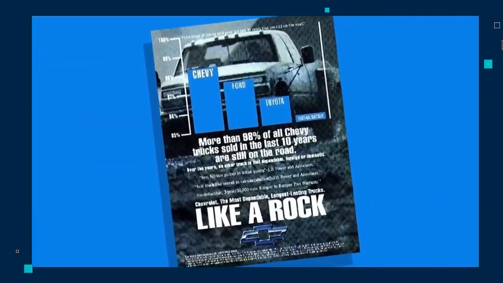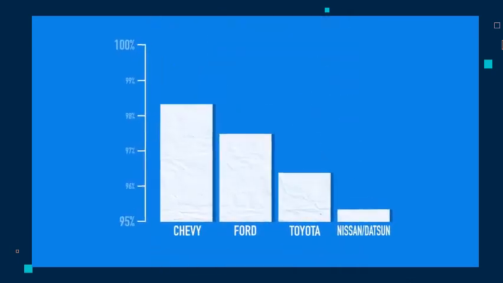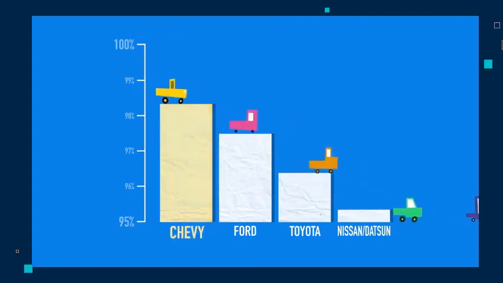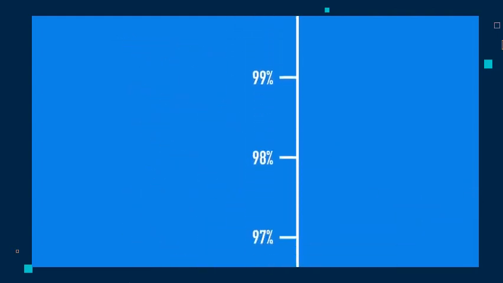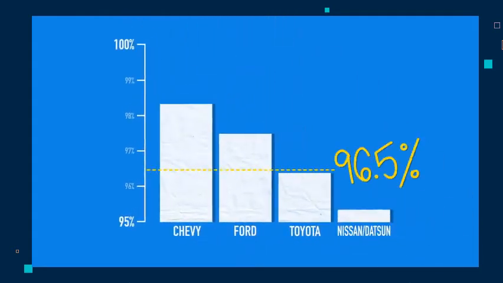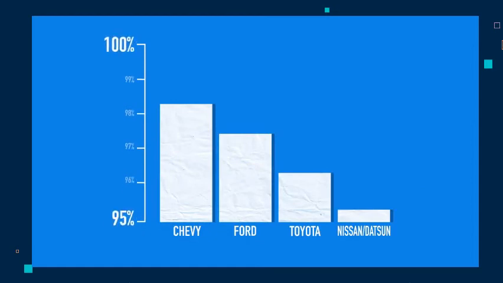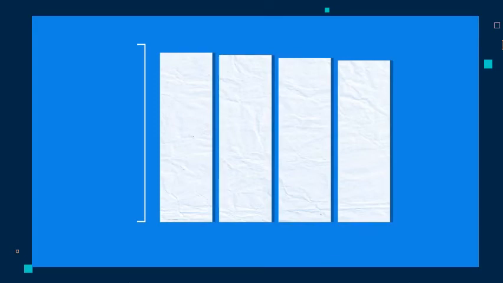In this 1992 ad, Chevy claimed to make the most reliable trucks in America using this graph. Not only does it show that 98% of all Chevy trucks sold in the last 10 years are still on the road, but it looks like they're twice as dependable as Toyota trucks. That is, until you take a closer look at the numbers on the left and see that the figure for Toyota is about 96.5%. The scale only goes between 95 and 100%. If it went from 0 to 100, it would look like this. This is one of the most common ways graphs misrepresent data, by distorting the scale.